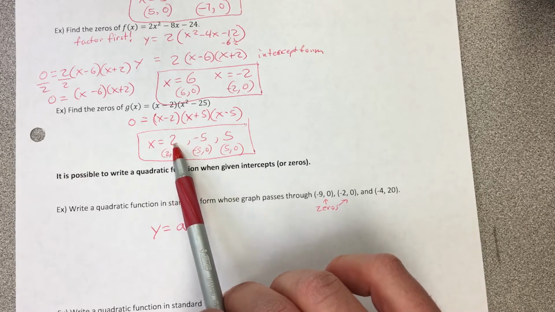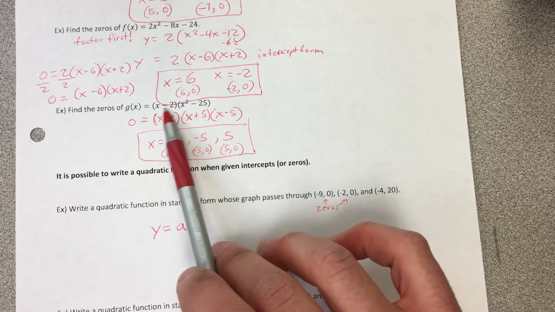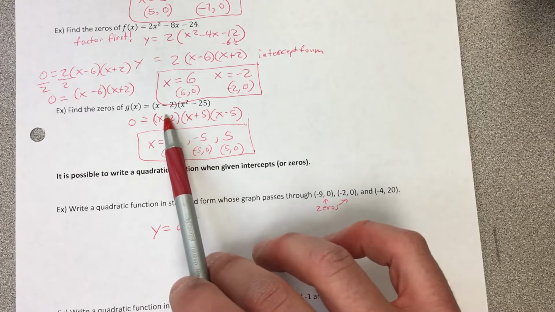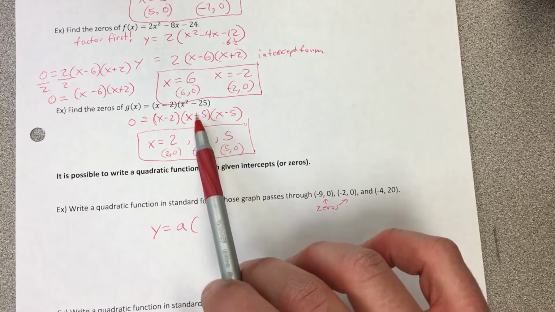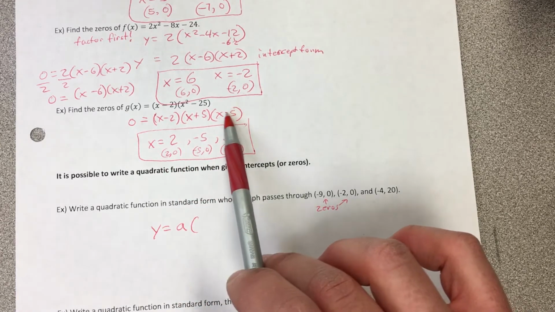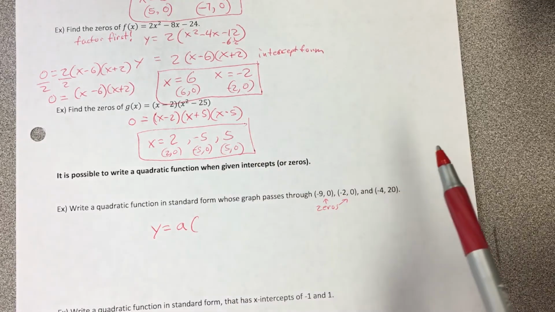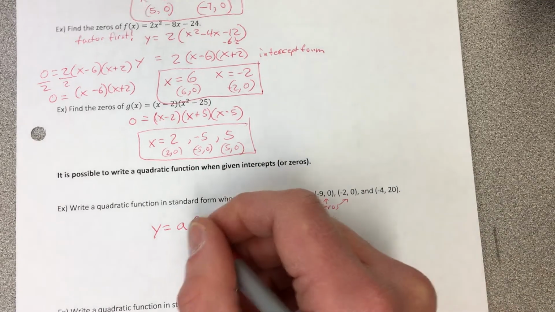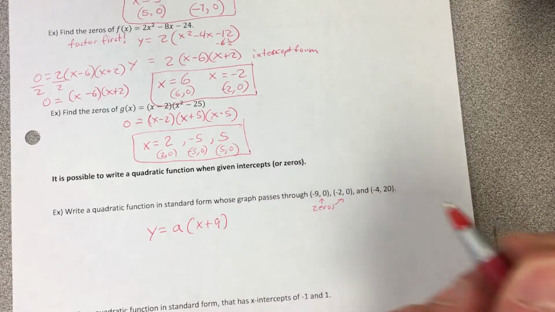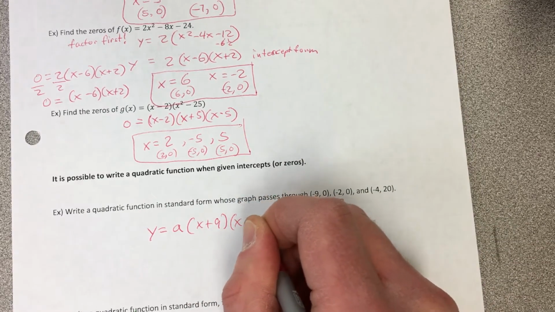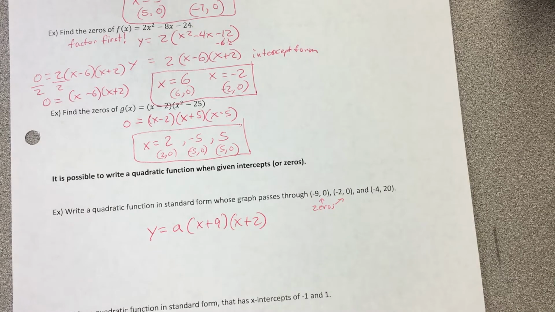When we had 2, what was our factor? It was x minus 2. When we had negative 5, it was x plus 5. And when we had 5, it was x minus 5. So we're going to go backwards. We're going to have x plus 9, x plus 2. Pretty cool, huh?